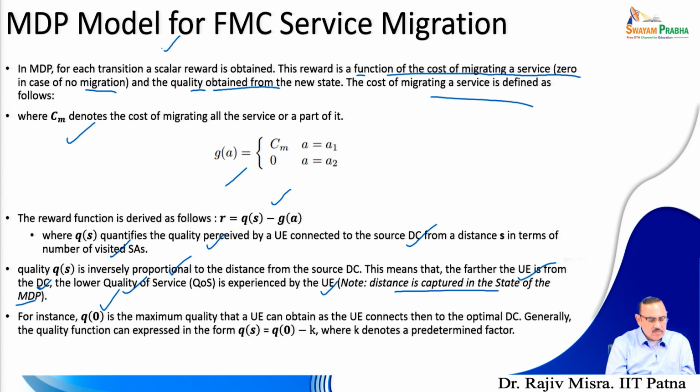Now, Q0 is the maximum quality that the user equipment can obtain when the UE connects to the optimal DC. Generally, the quality function can be expressed in the form Q(S) is equal to Q0 minus K, where K is a predetermined factor.